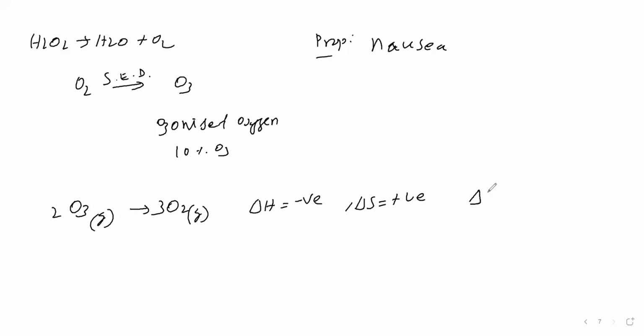Then we will see delta G. Delta H is favorable for the process, and delta S is also favorable for the process. If both are possible, then we can substitute in the formula delta G is equal to delta H minus T delta S. In this, delta G is negative. Delta H is favorable, delta S is favorable, and delta G is also favorable for this process. Therefore, a high concentration of ozone is dangerously explosive.